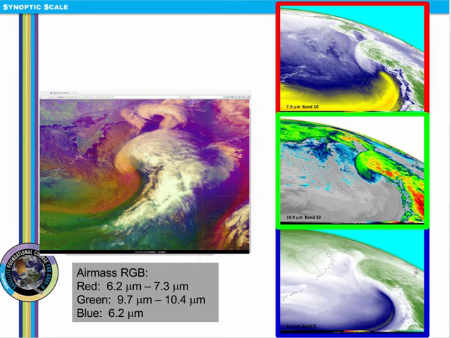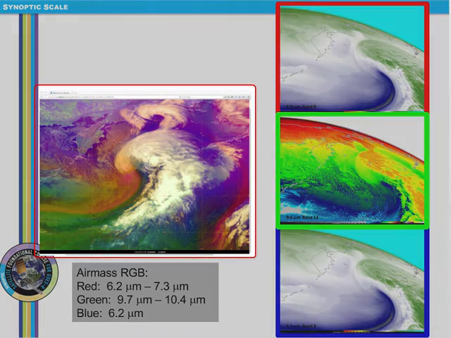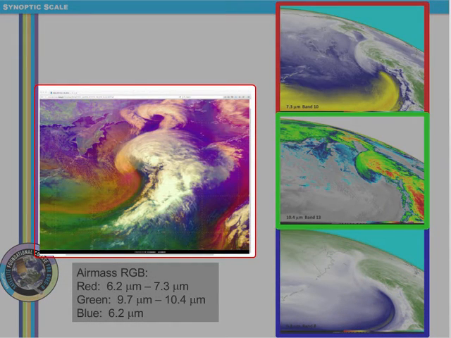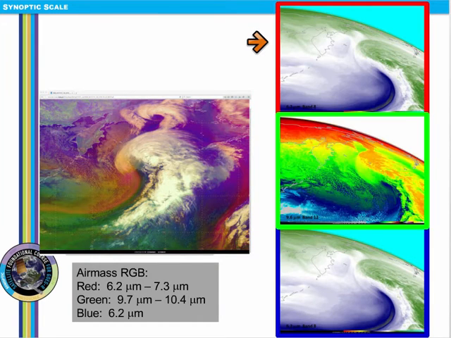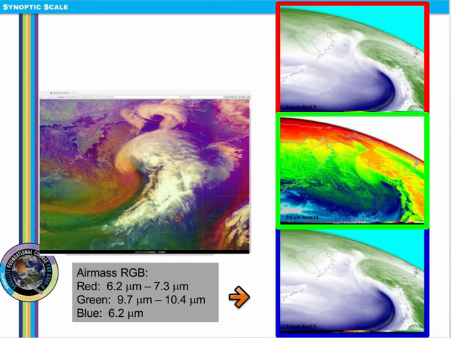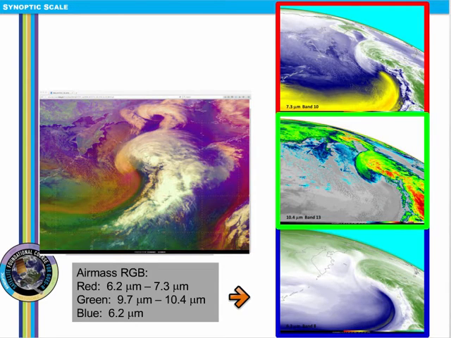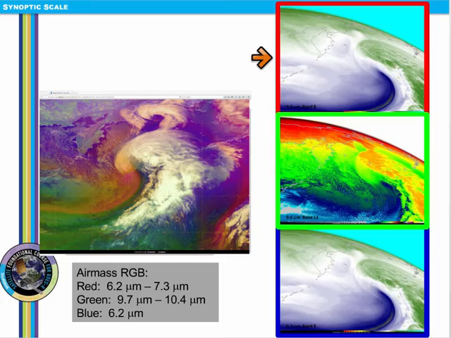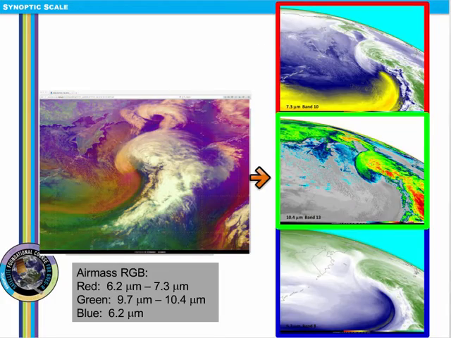This slide shows the RGB Airmass image from the previous slide on the left. It has been remapped. Component images that go into the RGB composite, shown in the native satellite projection, are on the right. Difference fields are not computed, but there is a toggle between the two bands in native satellite projection used for the red and the green components.